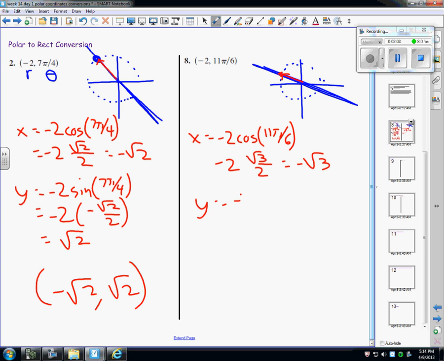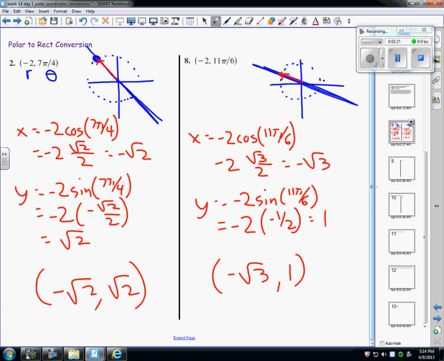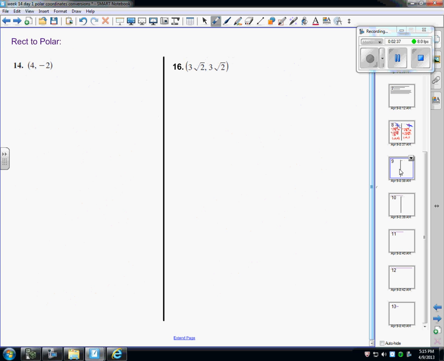Y equals -2 sine 11 pi over 6, which is -2 times -1/2, which is 1. So I'm at negative square root of 3, comma, 1, which looks pretty good because I went left again and then up. So the big thing on the first 2 here is working with a negative radius just means on that angle you go backwards, and that's allowed. Okay? Next guy, now I'm going to go from rectangular to polar.